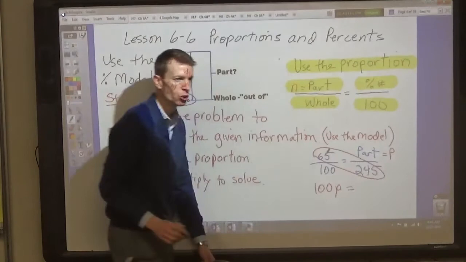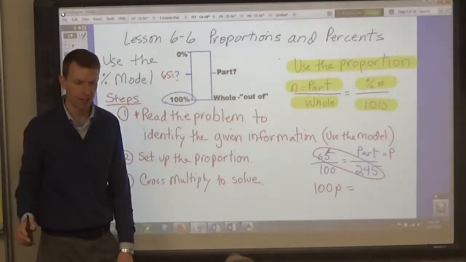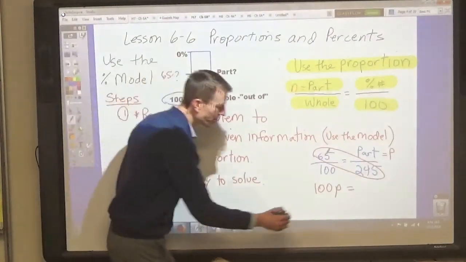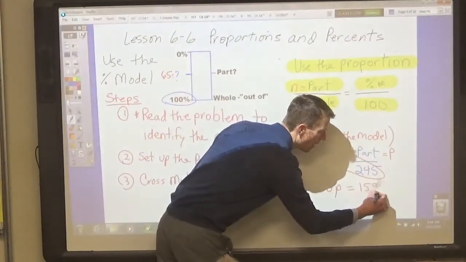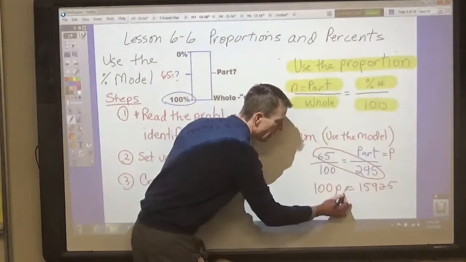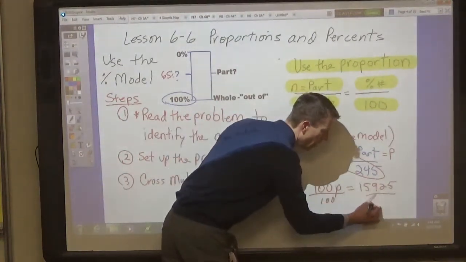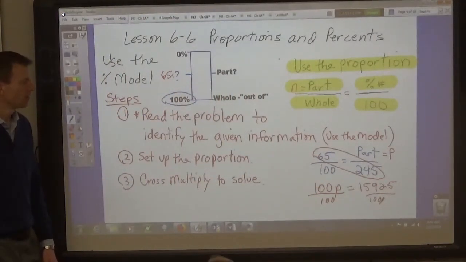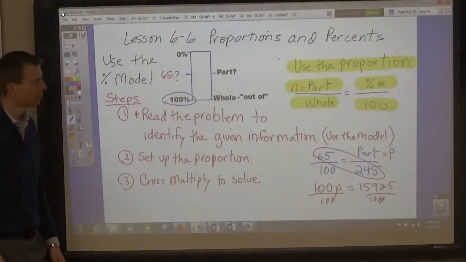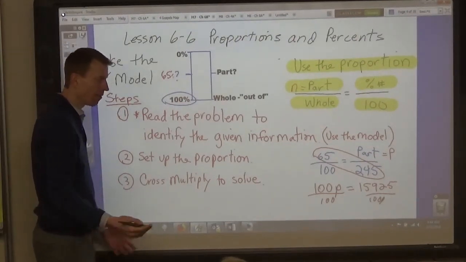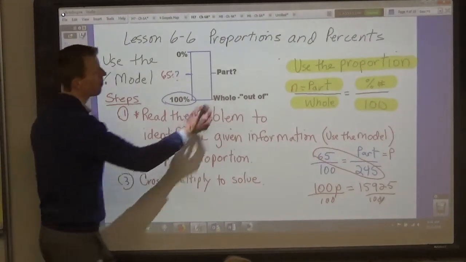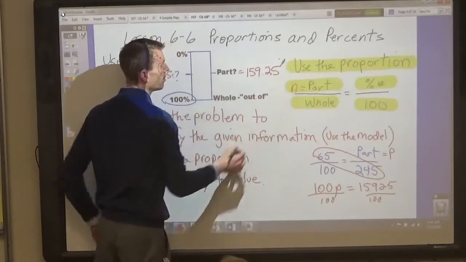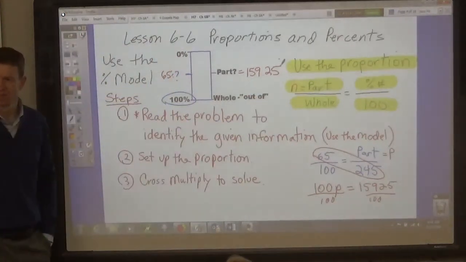And 65 times 245 is what, Marlena? 15925. 15925. Then divide by 100. Divide by 100. And what is the answer? 159.25. 159.25 equals the part. Okay?